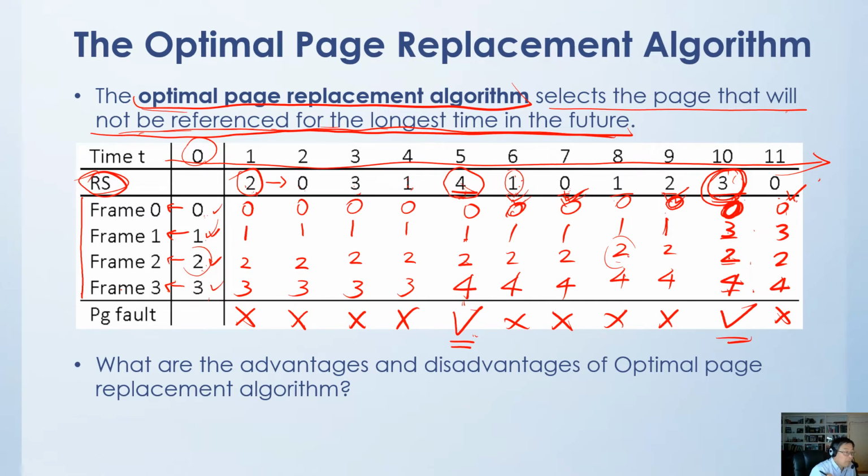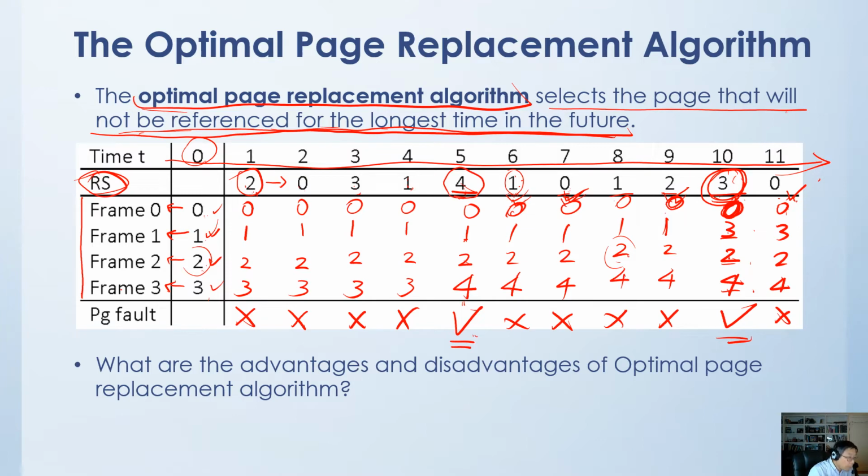When you compare 2 page replacement algorithms, you just compare the number of page faults. The algorithm with fewer page faults is better. So from this perspective, the optimal page replacement algorithm is the best. That's the reason why we call it optimal.